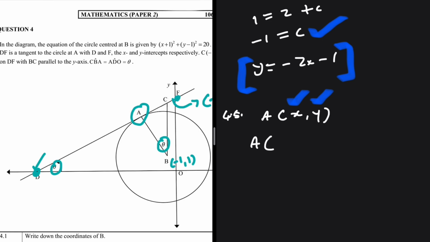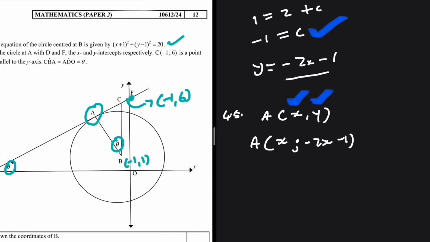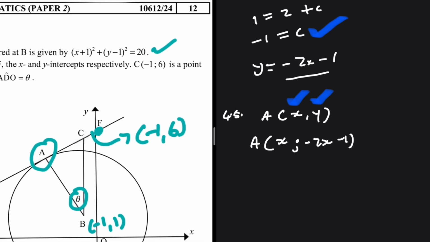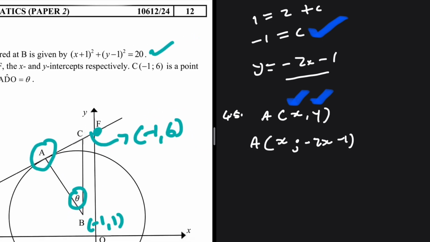Because that's the coordinate system we use. So in place of x, we can substitute x, but in place of y, we can put -2x minus 1. You'll see why I'm doing that in a second, if it has not clicked yet. If you've been watching the previous videos, we came across a problem where we needed to do something like this. So these are the coordinates of A. Why are we writing A in that way? So that we can substitute it in the equation of our circle, because we know that our circle is x plus 1 squared plus y minus 1 squared equals 20.